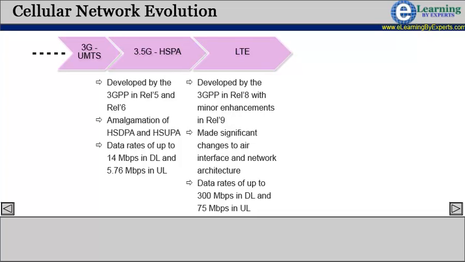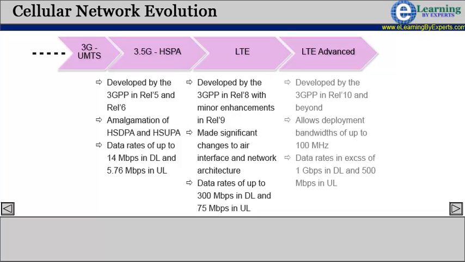3GPP developed specifications for LTE Advanced to meet the International Mobile Telecommunications (IMT) Advanced Requirements for the wireless evolution in Release 10 and beyond. LTE-A allows deployment bandwidths of up to 100 MHz, enabling peak target data rates in excess of 1 Gbps in the downlink and 500 Mbps in the uplink to be achieved. As part of this course module, we shall study LTE Advanced in detail.